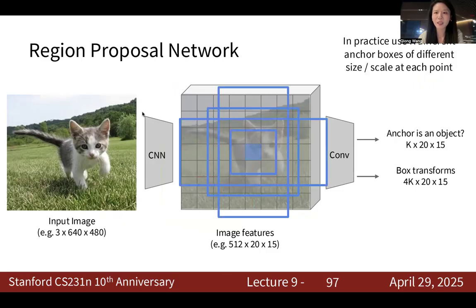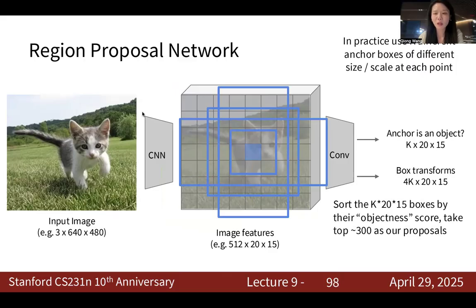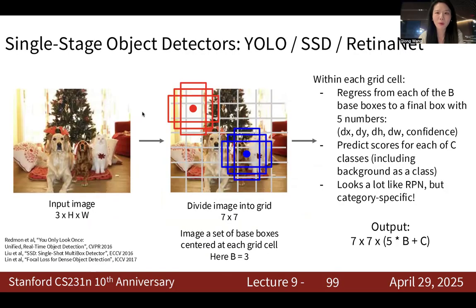And in practice, we always use K different anchor boxes of different size and scale at each point, and sort the K times 20 times 15 boxes by their object-ness score. Take the top 300 as our proposals.